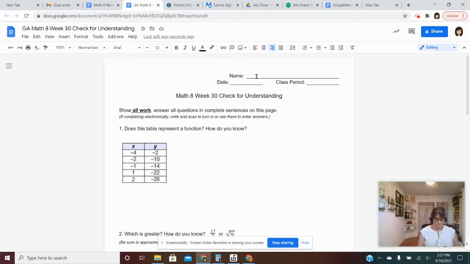I'm going to put in my name. You should put your name in every single document. I'm going to put in the date and my class period. My class period is 8. We don't have one, so I'll put myself in a different class. Now, does this table represent a function? How do you know?